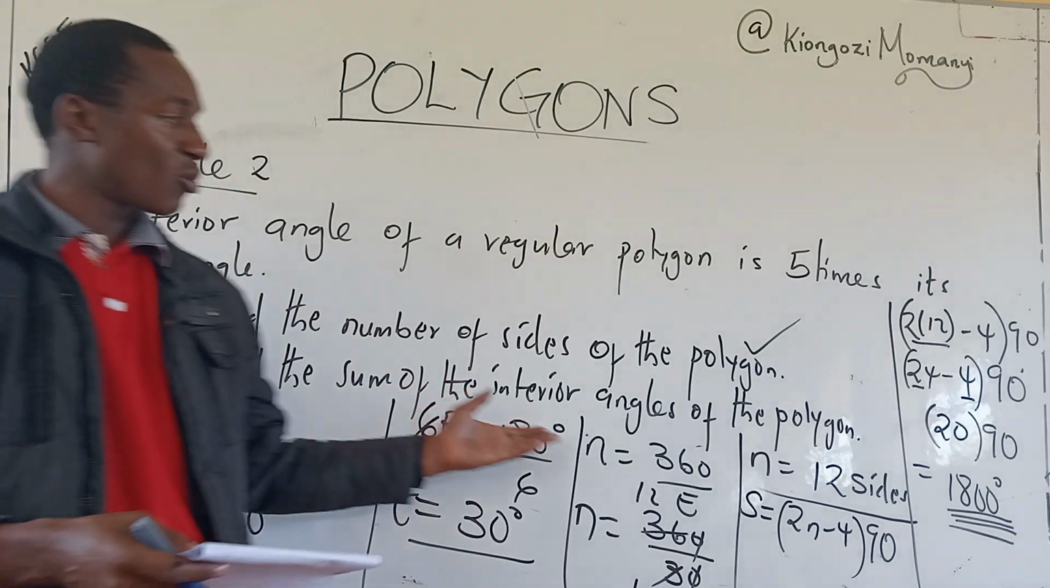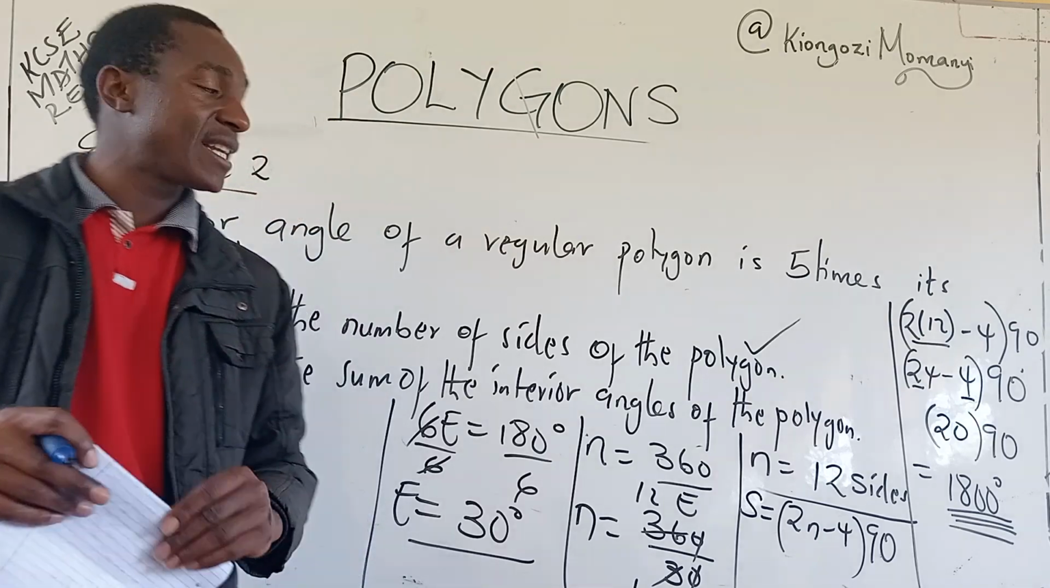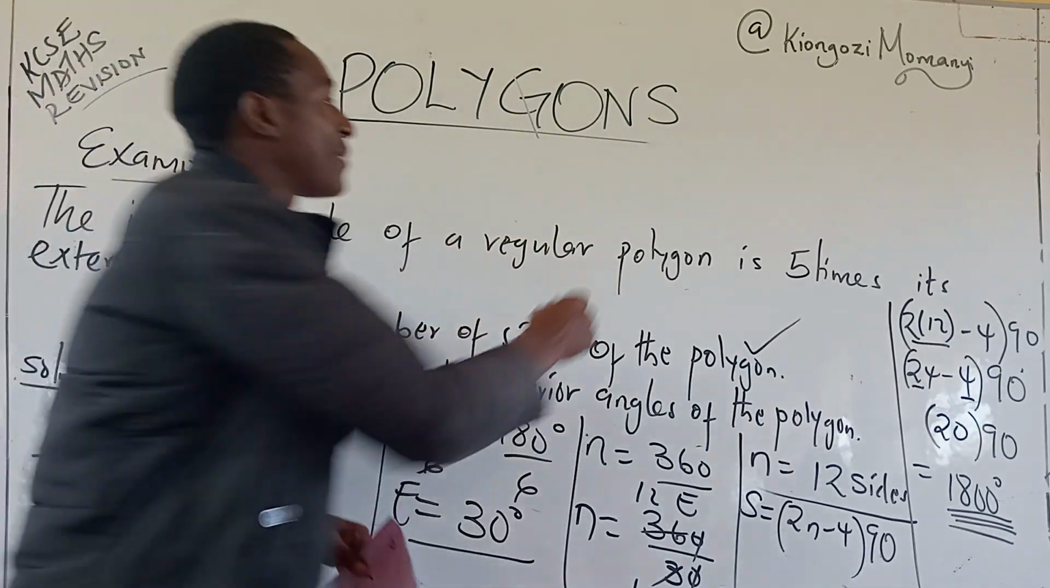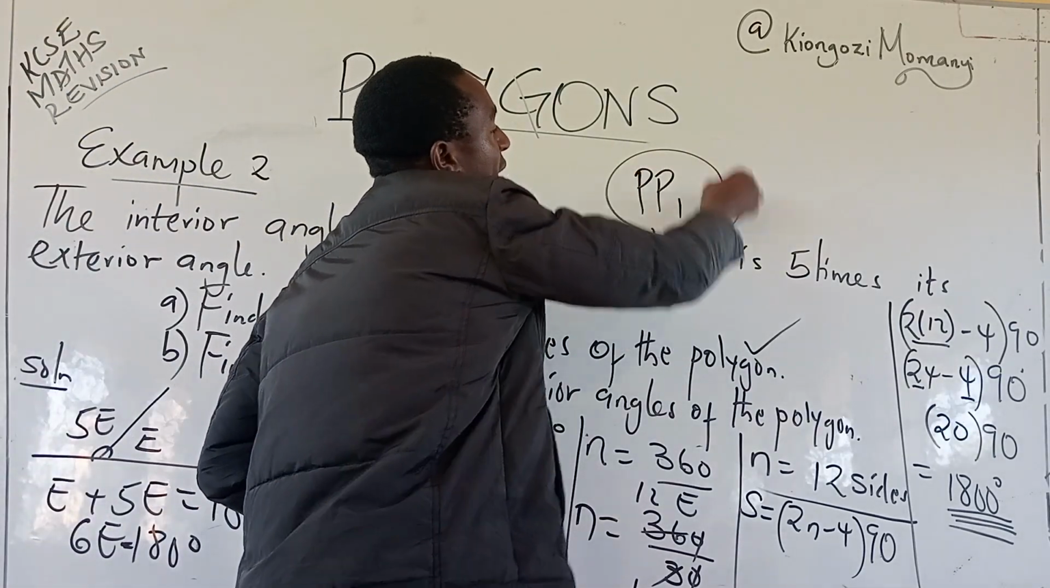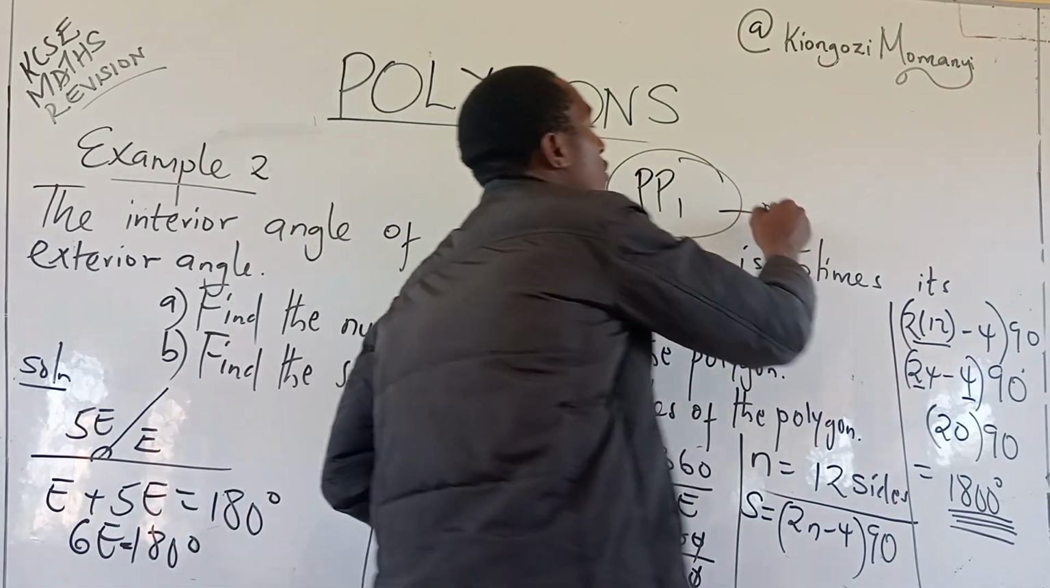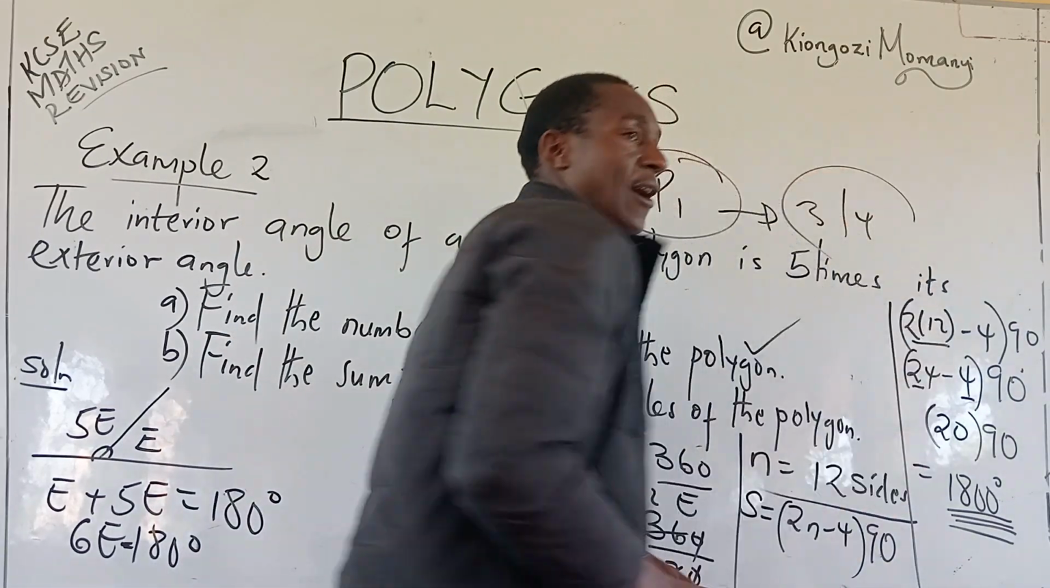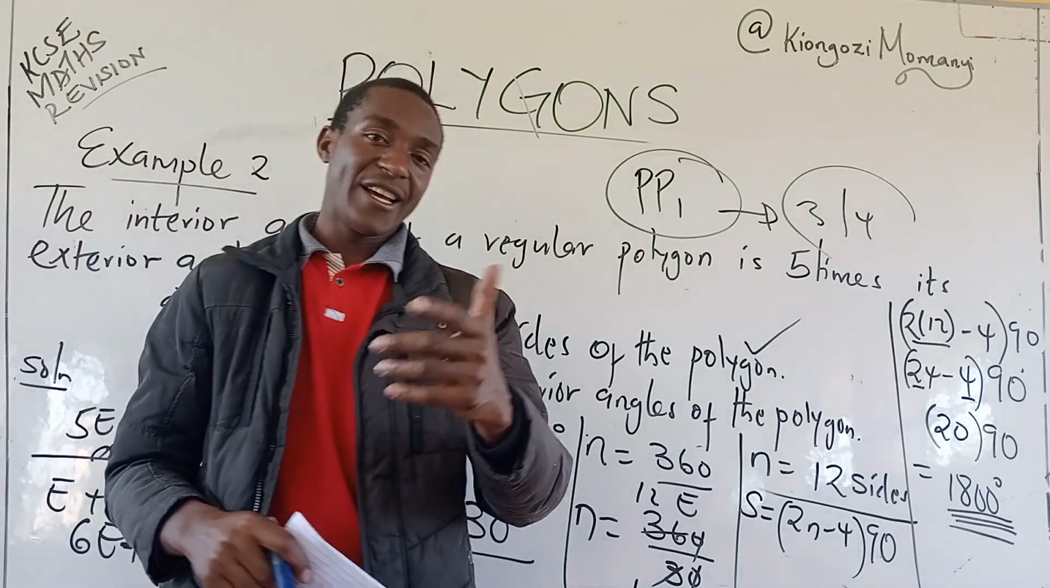So I hope this one will help you and it will enable you get these marks in paper 1. Remember, this one is paper 1, which may have from 3 to 4 marks. From this lesson to the next lesson, see you.